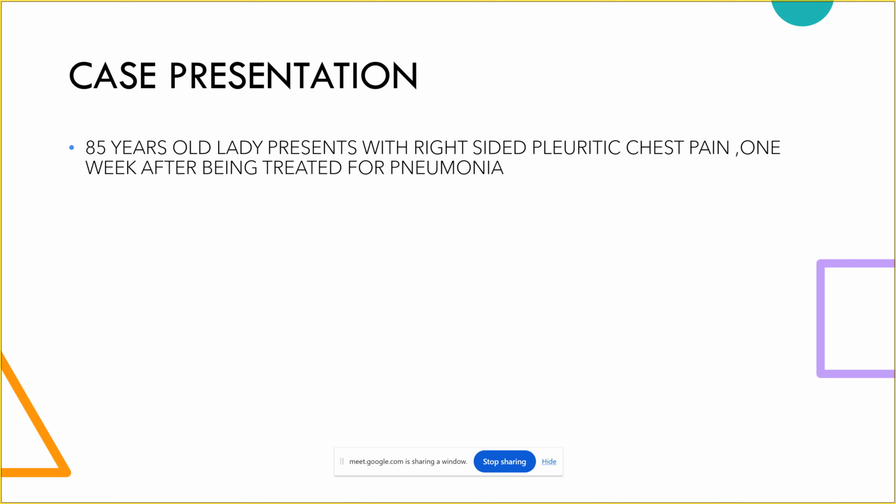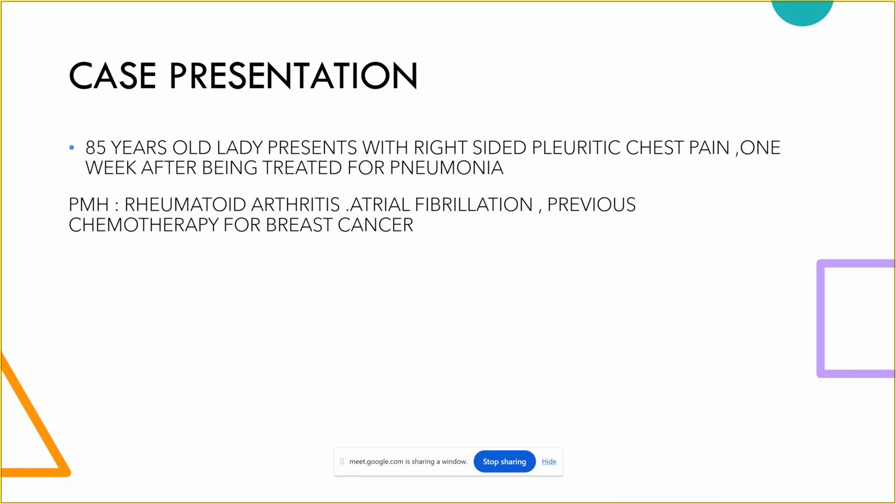So it was an 85 years old lady who had been having right-sided pleuritic chest pain since 2 days, and she had been treated for a pneumonia 1 week back, and she had past medical history of rheumatoid arthritis. She also had atrial fibrillation, and she also had chemotherapy for breast cancer previously. She was on certain medications like apixaban, methotrexate, and bisoprolol.